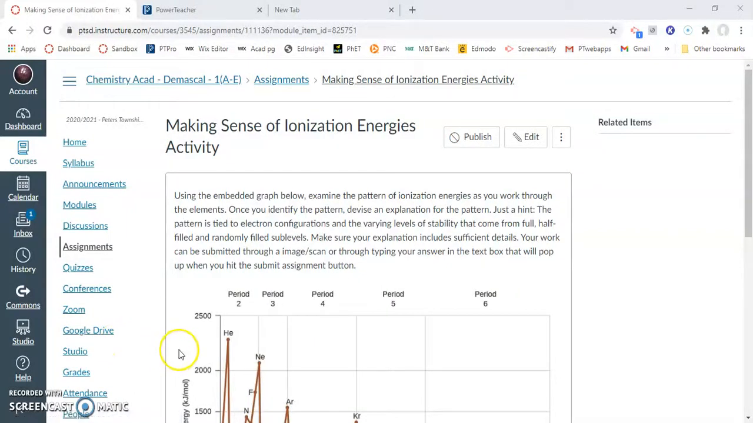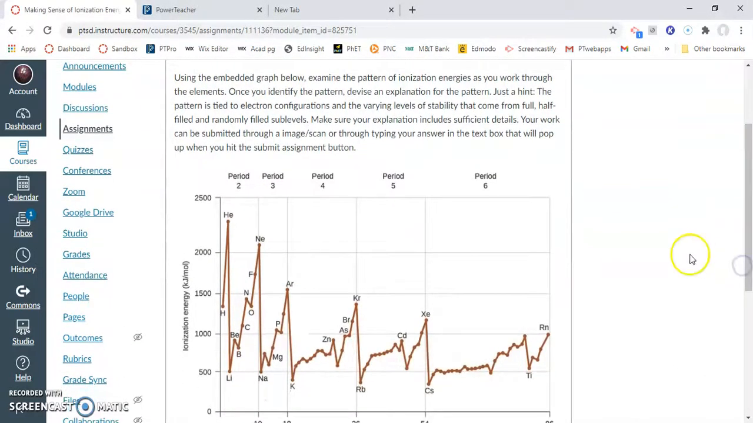All right, ladies and gentlemen, what I'm going to do real quick before you start into making sense of ionization activity, and trying to explain the pattern of ionization energies and what causes these spikes and valleys and these little dips in the patterns, is I want to talk to you about some different degrees of stability that exist when we do orbital filling notation.